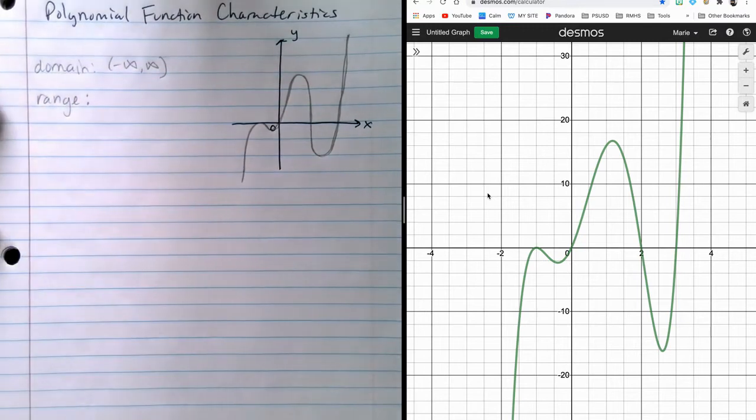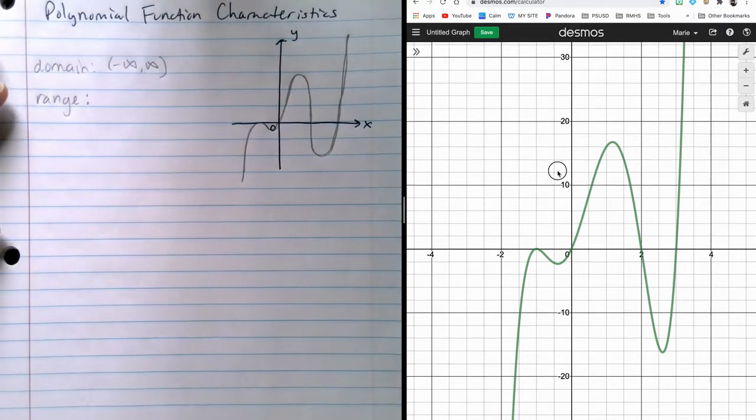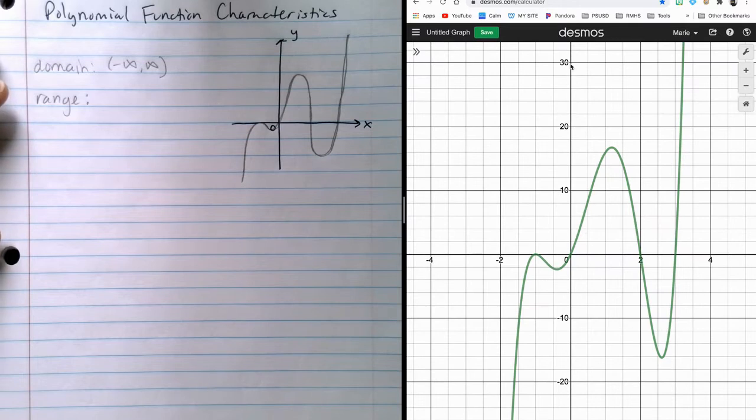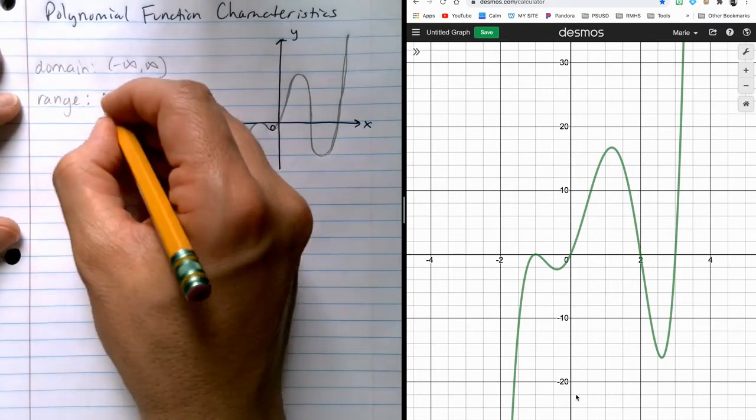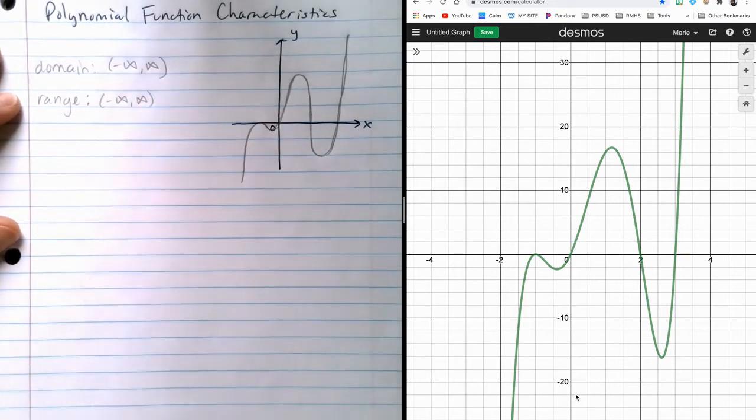The range is going to look at the y values. Now, hopefully you notice with this graph, it's going across the entire y-axis here. It's covering that whole part. So this range is also all real numbers.